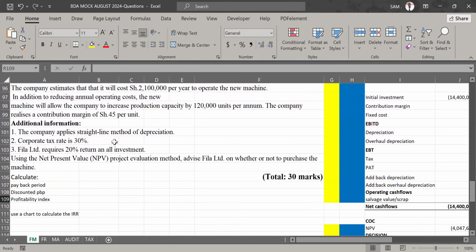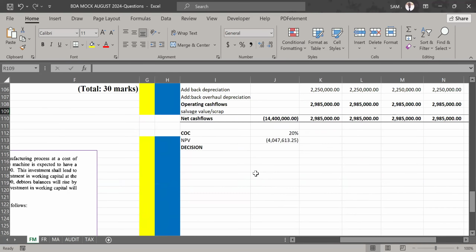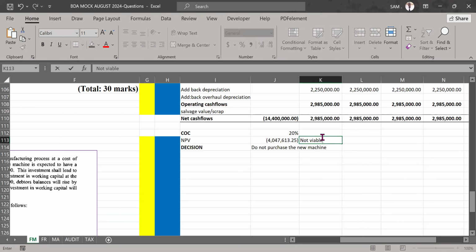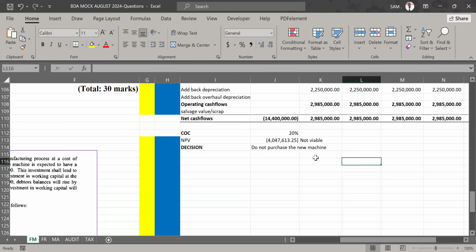So the project is not viable for Fila Limited. Yes, it is not a viable decision. They should not purchase the new machine. So you will tell them not to. Do not purchase the new machine. This one tells you it is not viable because the net present value is negative. So that is the decision that you are required to make at that point.